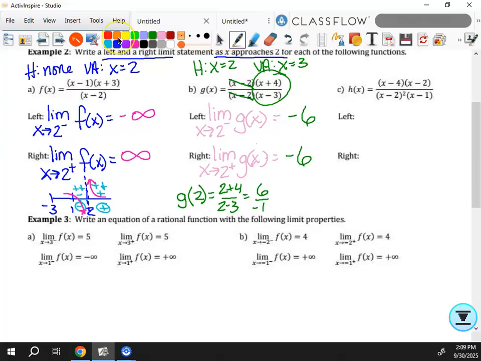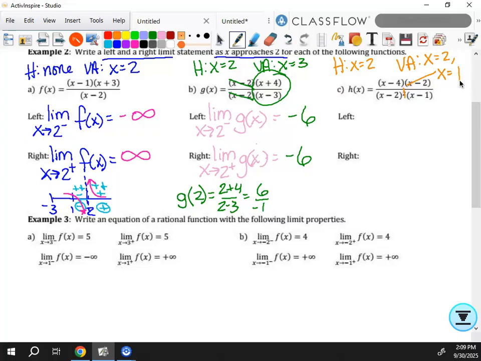Now, let's look at C. I can cancel this out with one of these, which looks like I have a hole at x equals 2. Then I check for my vertical asymptotes. I got one at x equals 2 and one at x equals 1.